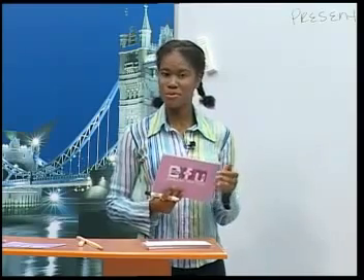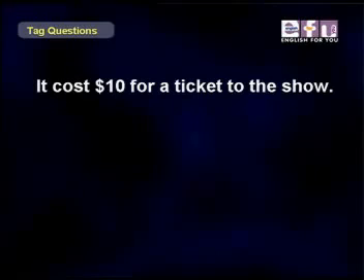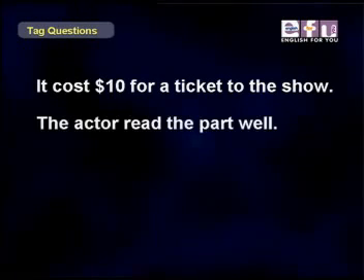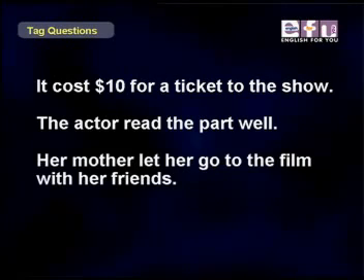Here are some examples. It cost $10 for a ticket to the show. The actor read the part well. Her mother let her go to the film with her friends.